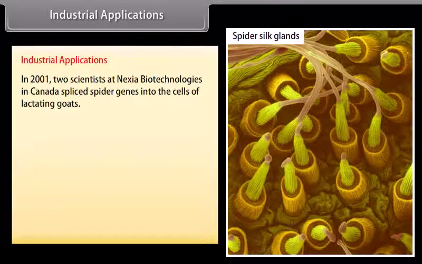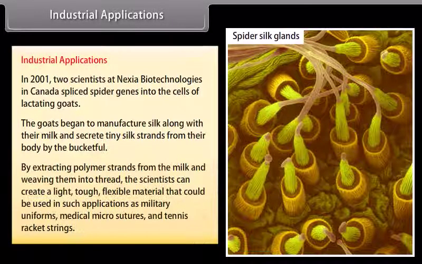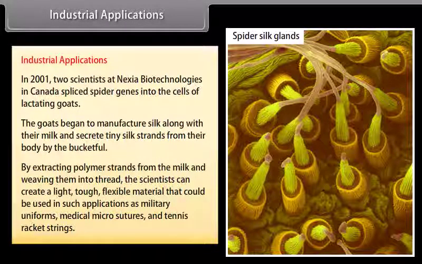Industrial applications. In 2001, two scientists at Nexia Biotechnologies in Canada spliced spider genes into the cells of lactating goats. The goats began to manufacture silk along with their milk and secrete tiny silk strands by the bucketful. By extracting polymer strands from the milk and weaving them into thread, the scientists can create a light, tough, flexible material that could be used in such applications as military uniforms, medical microsutures, and tennis racket strings.